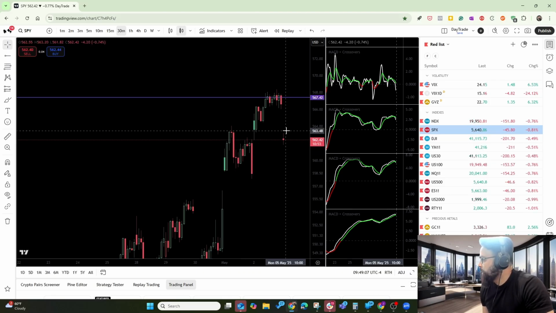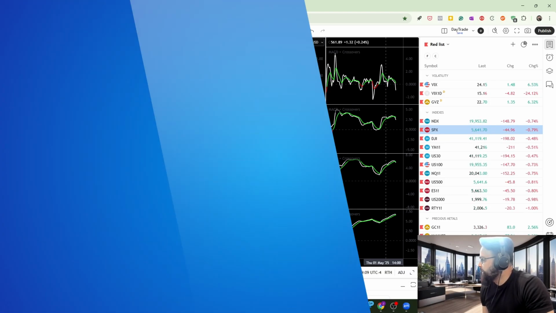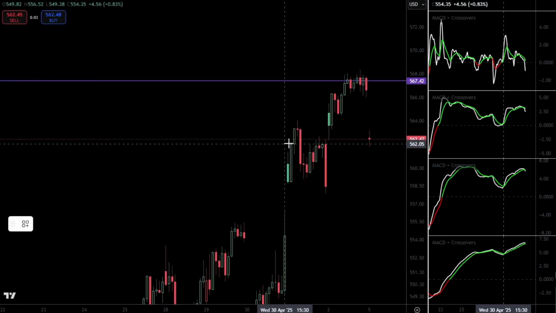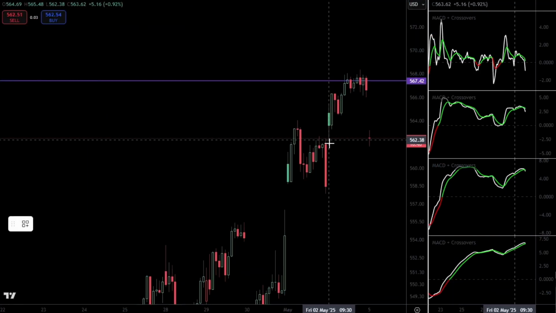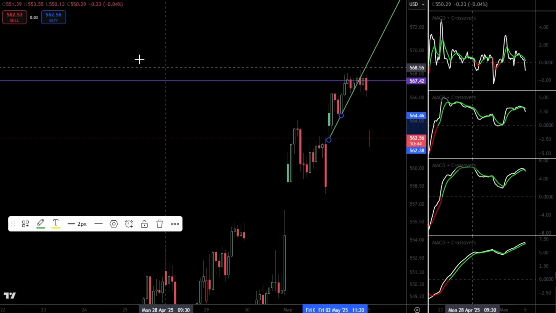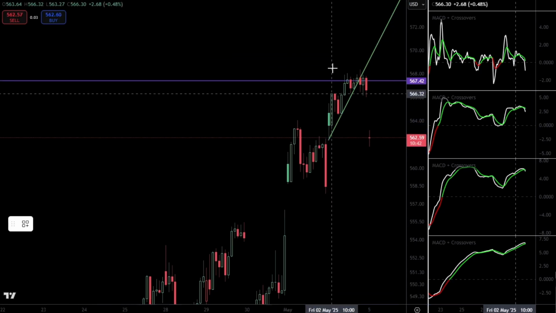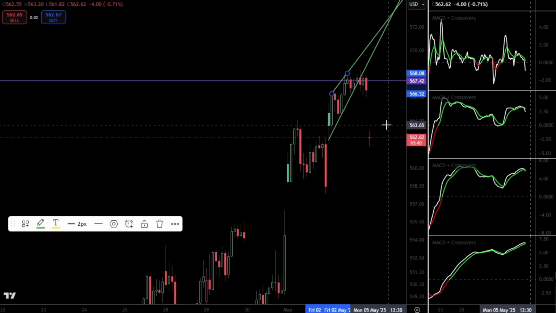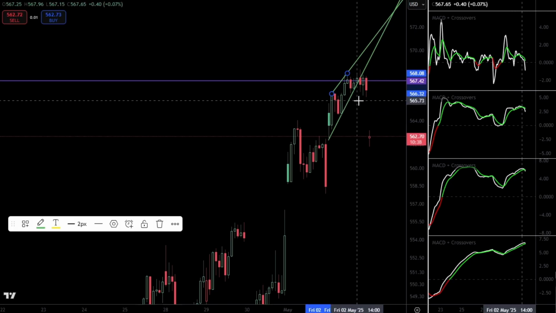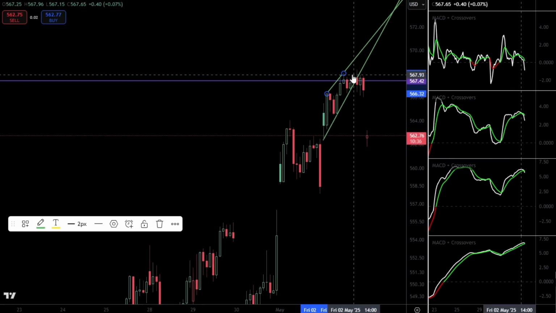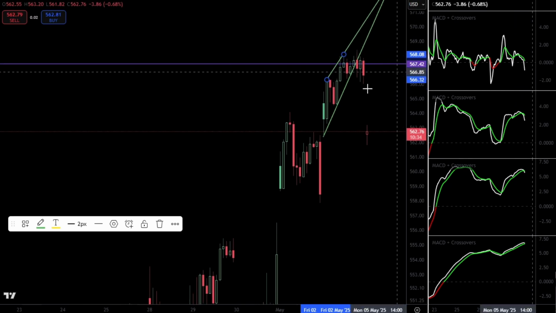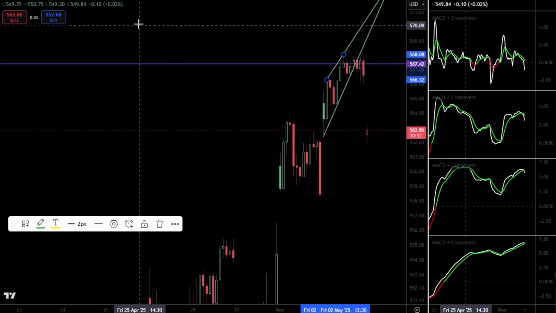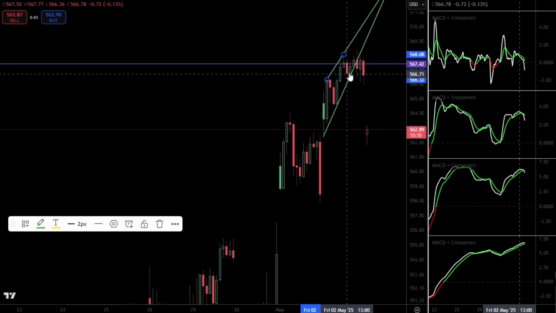resistance, right? So we have this low pivot here, and I'm going to start drawing some lines here. I'm going to connect this low pivot to this low pivot, and I'm going to connect this high pivot to this high pivot. And here we have an ascending triangle going into the resistance line. So I'm drawing on a 30-minute chart.